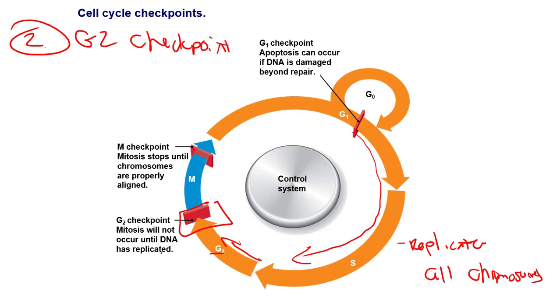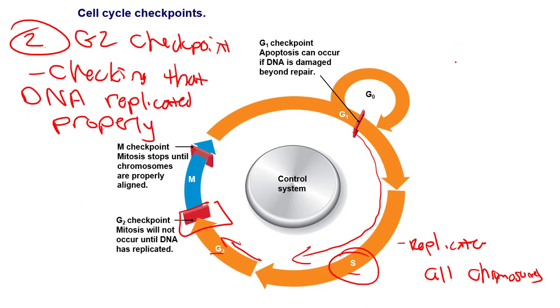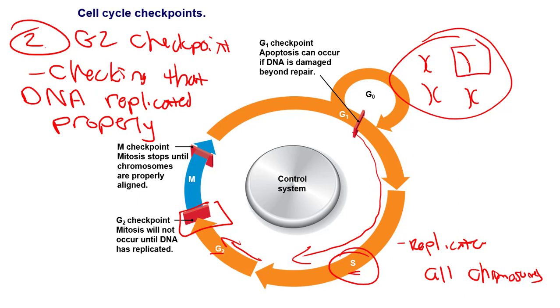The G2 checkpoint is checking to make sure the DNA replicated properly. So let's say the cell is getting ready to go to mitosis and you have 46 chromosomes, but during the S phase, all the chromosomes got replicated. So now there's a copy of all the chromosomes. But let's say one of the chromosomes, or multiple chromosomes, didn't replicate itself. This would be a problem because the new offspring wouldn't have the proper number of chromosomes. So that's what G2 is checking for. It's checking to make sure that the DNA all replicated properly.